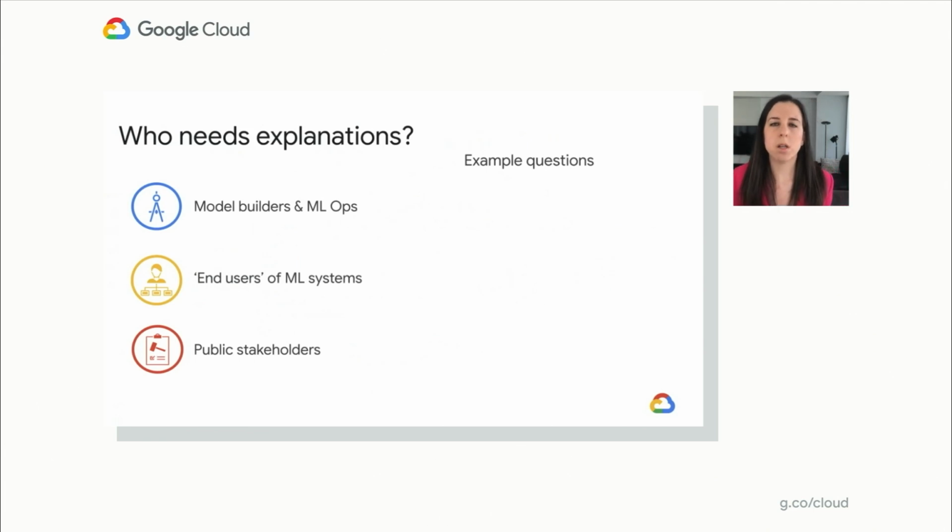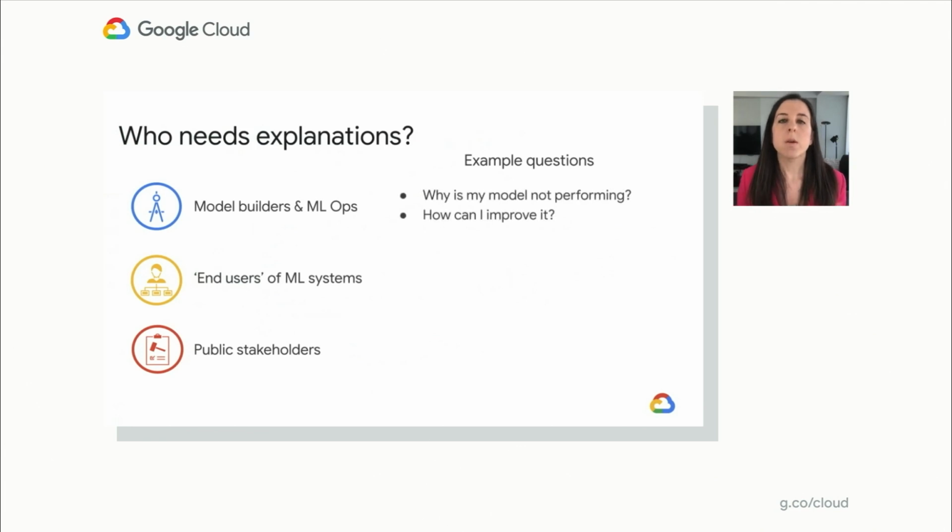When we talk about model explanations, there are a few different groups of people that need explanations. The first group is data scientists, people who are building models, maybe people who are managing the operations and productionizing those models. And for that group of people, they want to use explanations to understand maybe strange behavior in their model and help debug it, see why the model's not performing as they expect, and try to improve the model.